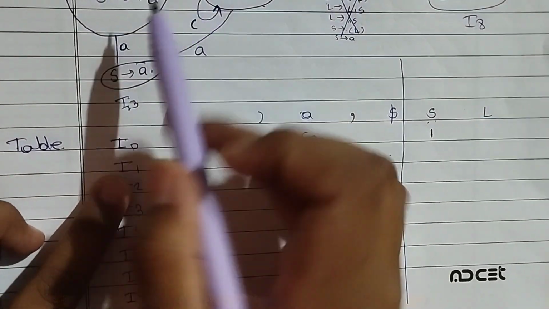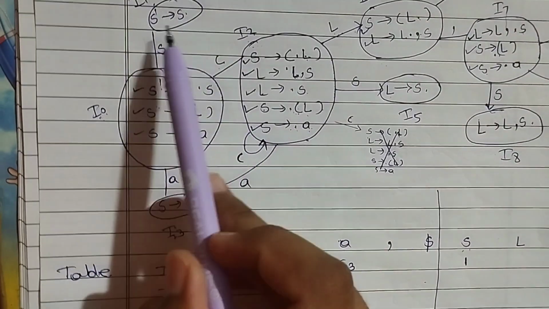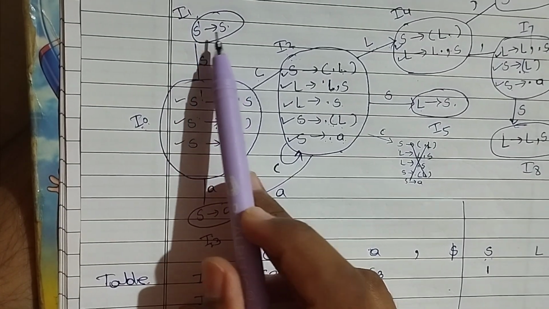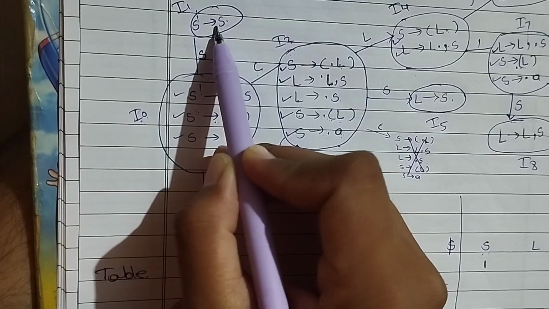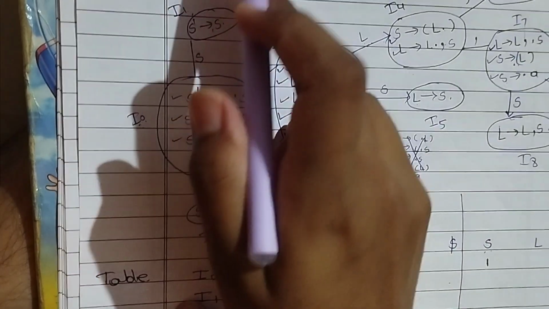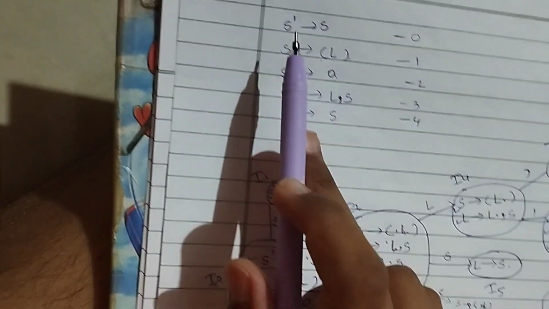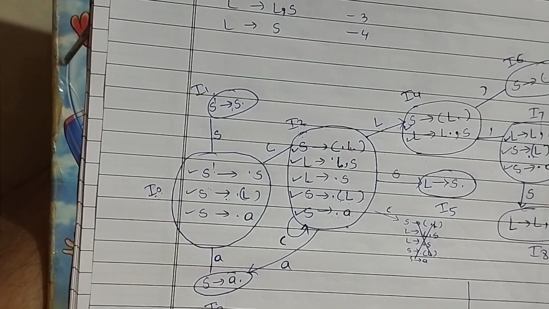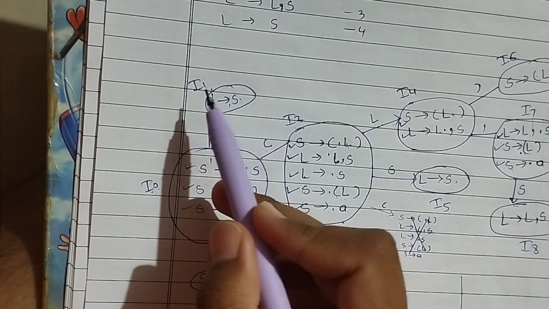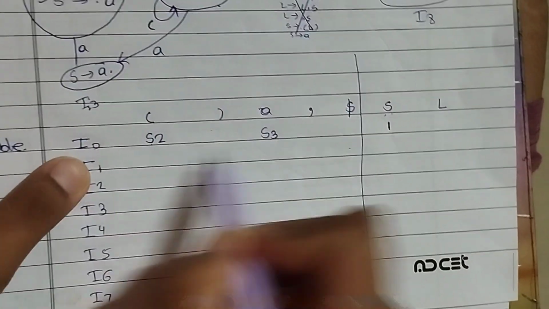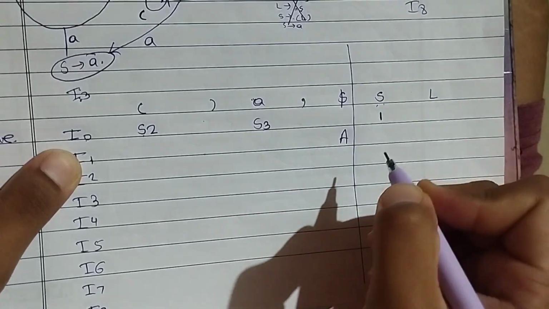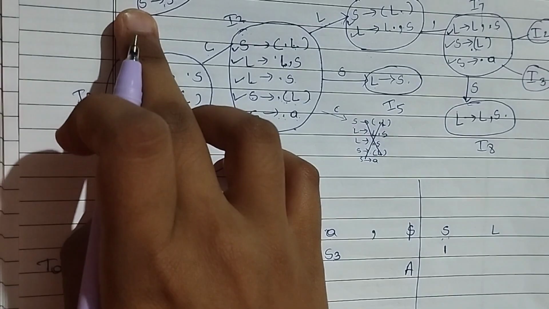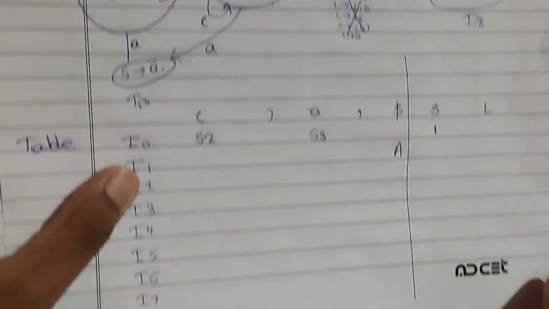For I1, this is the acceptance state. Nothing is going outside from I1. This is the acceptance state of the starting symbol, which is S. S is our starting symbol, so this is the acceptance state for the starting symbol. That's why we write A, accept, here in I1 under dollar. And no symbol goes outside from the I1 state, so we do not write anything else here.